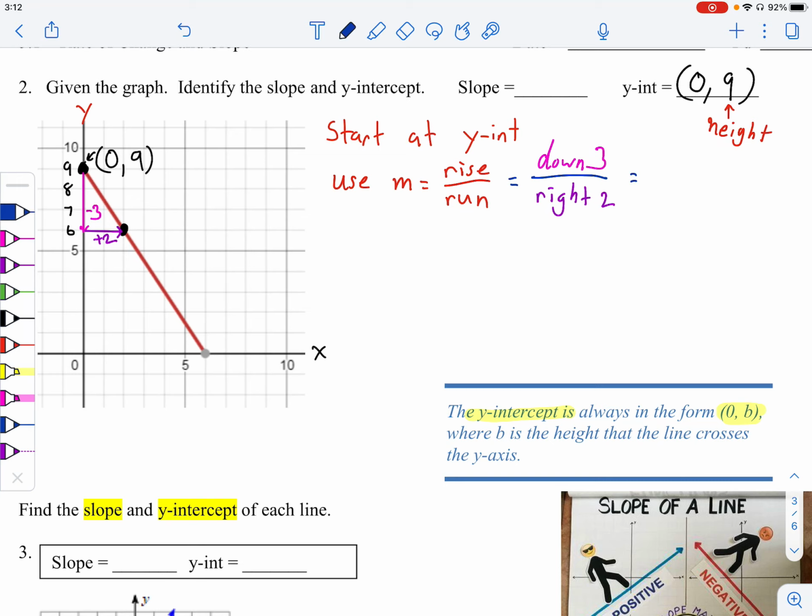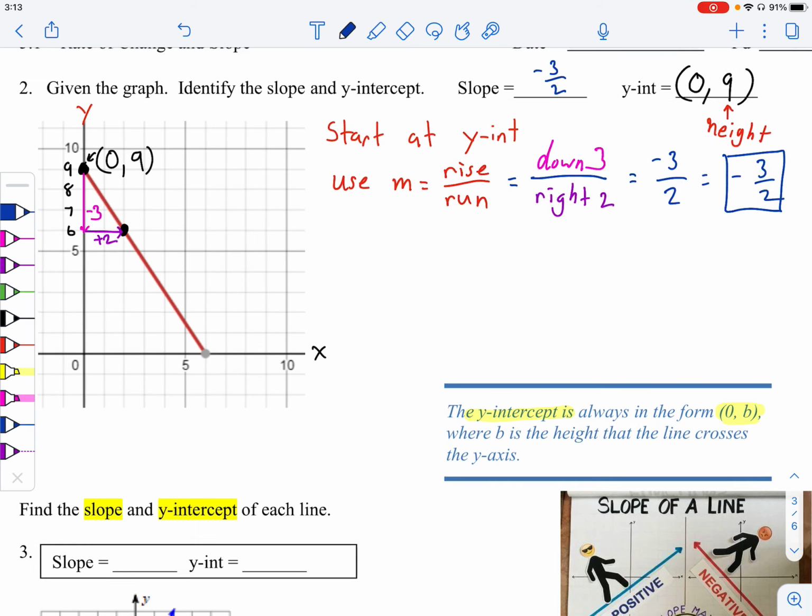So down 3, down is negative, right? So negative 3 over right, which is positive 2. So that's it right there. So our slope is negative 3 over 2, because we went down 3, right 2. And that's our slope and y-intercept.